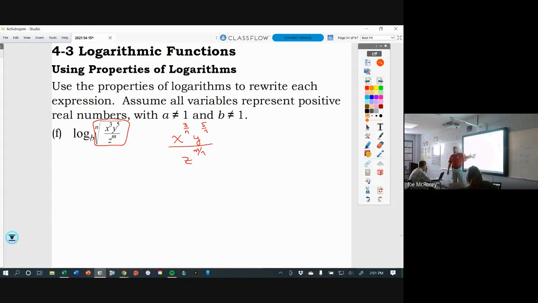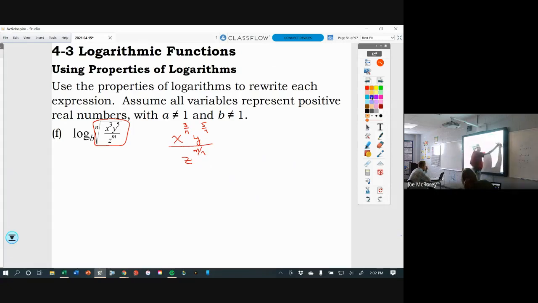Are you following this? Yeah, we got rid of the n's. The tops are added, with these exponents coming to the front. The bottom is subtracted, with that exponent coming to the front.